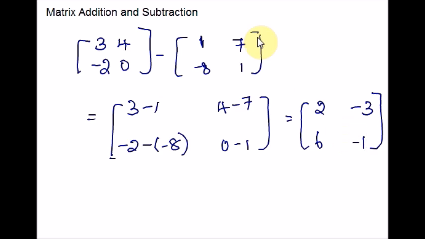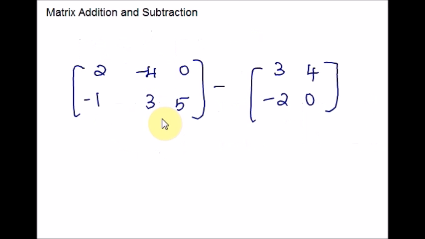Okay, let me show you one more example. Here is the next example. We are supposed to find matrix subtraction. Okay, do you think it is possible to find the matrix subtraction for this one? No, the orders are different here. The order for the first matrix is 2 by 3 because it has 2 rows and 3 columns. But look at the order for the second matrix. It is 2 by 2. Since the orders are different, we cannot subtract these two matrices. Does this make sense to you?